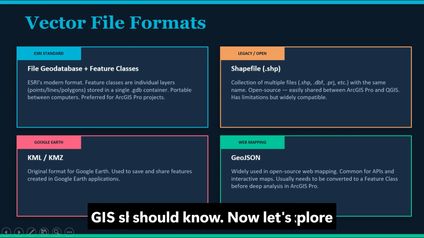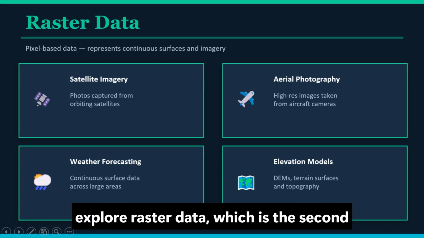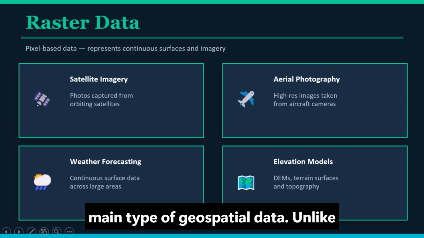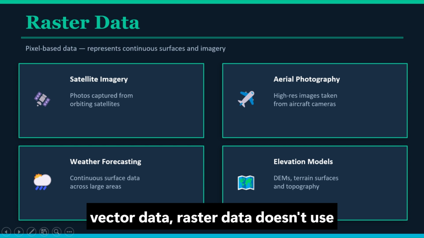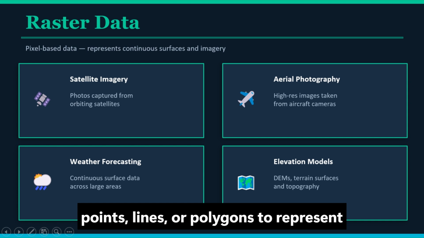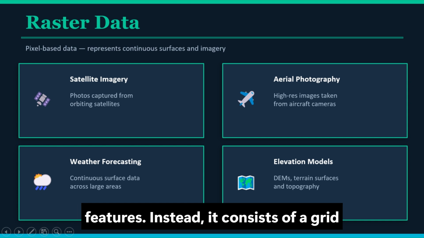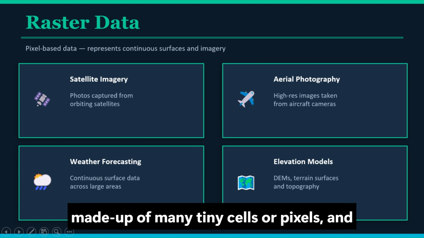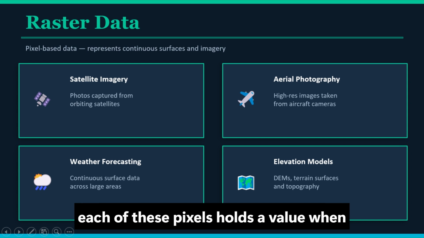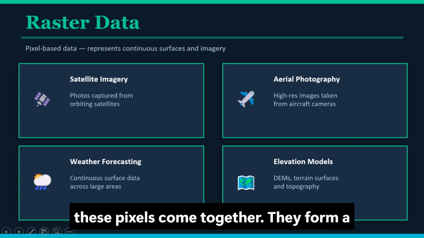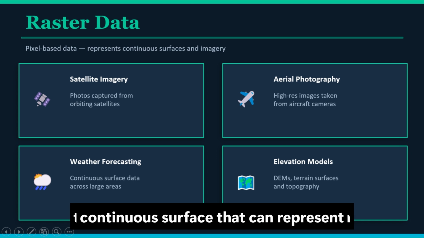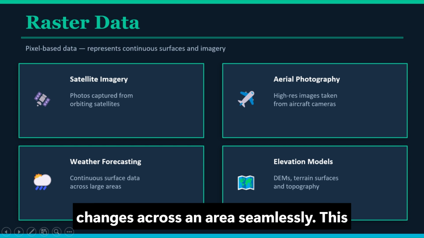Now let's explore raster data, which is the second main type of geospatial data. Unlike vector data, raster data doesn't use points, lines, or polygons to represent features. Instead, it consists of a grid made up of many tiny cells or pixels, and each of these pixels holds a value. When these pixels come together, they form a continuous surface that can represent changes across an area seamlessly.